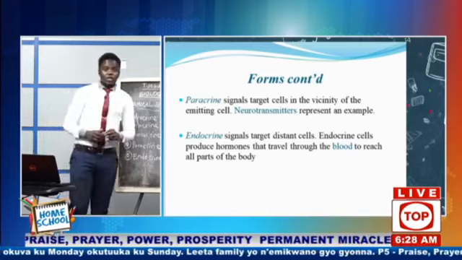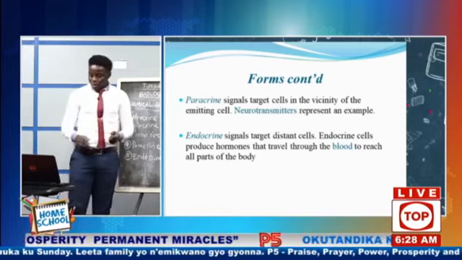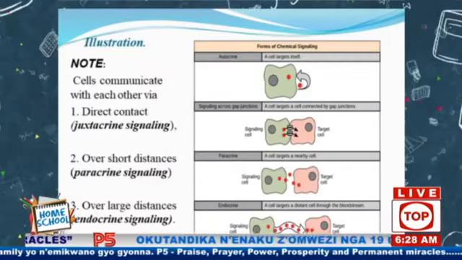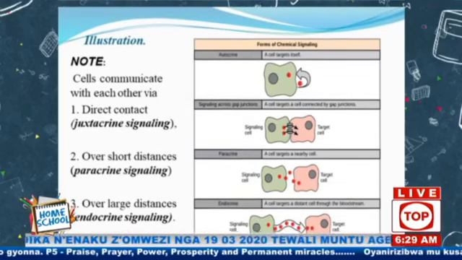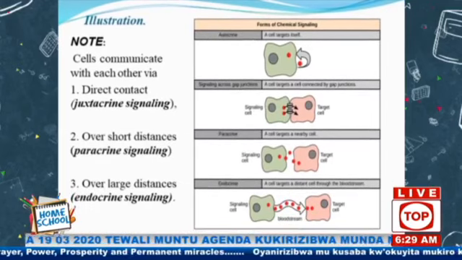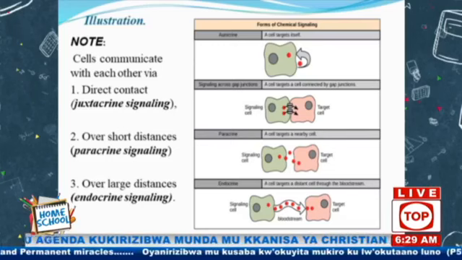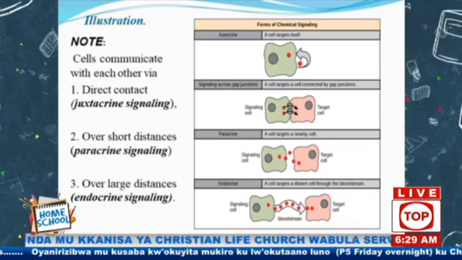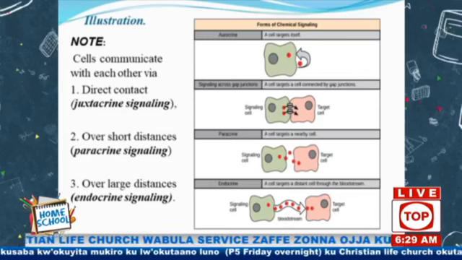Okay, so let us look at that next slide. It has some illustrations. The first image you see there is autocrine signaling. A cell produces a signal, it is secreted, and then it has effect on the exact cell it has come from. That is autocrine, where a cell will target itself.